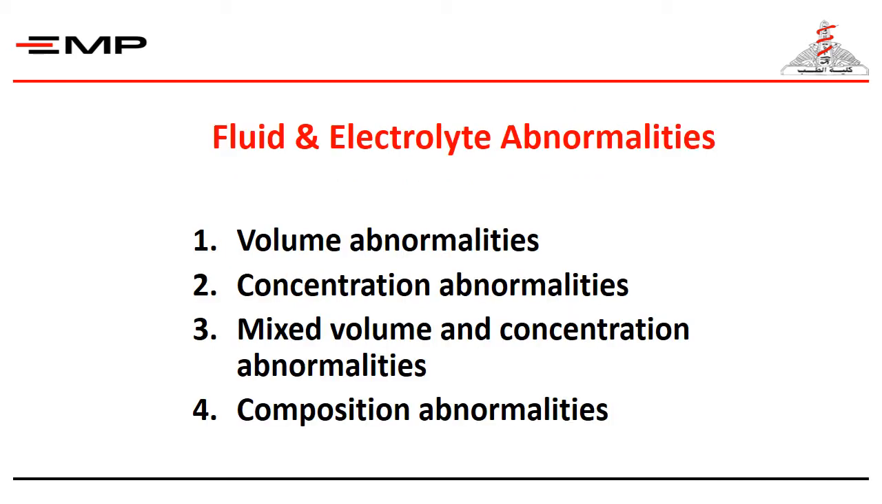Fluid and electrolyte imbalances are of four types: volume and concentration abnormalities, or the mixed type of both, are all concerned with the water and sodium balance because extracellular fluid volume is formed mainly of water and sodium. Other electrolytes which are present in the extracellular fluid are very important also to be normal, but contribute little to concentration, which is osmolality and tonicity. One important electrolyte of those is potassium. Potassium imbalances are one of composition abnormalities.